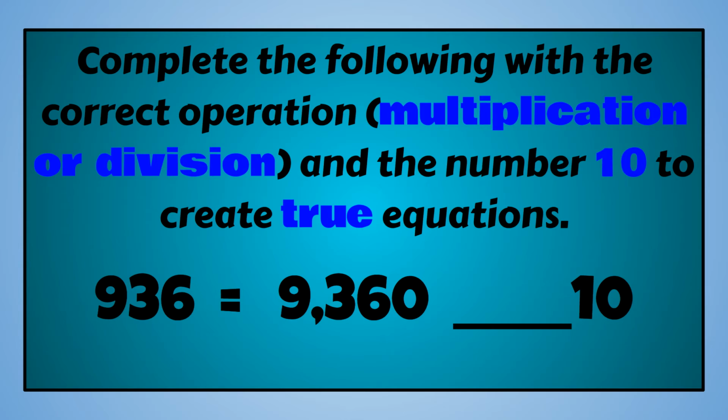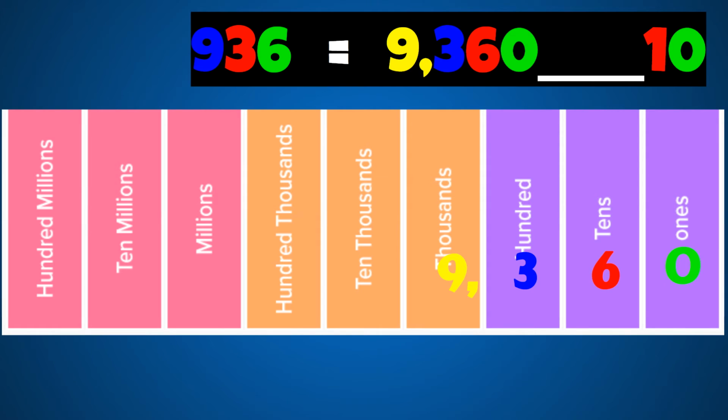Either a multiplication symbol or a division symbol, and I'm having a hard time with it, so I need to get my trusty place value chart out. I need to put in 9,360 in my place value chart. The 9 digit is in the thousands place, the 3 digit is in the hundreds place, the 6 digit is in the tens place, and the 0 digit is in the ones place.